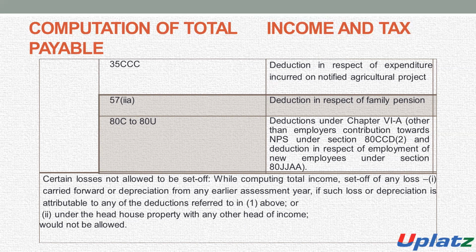While computing the total income of the assessee, set off of any losses, carry forward of losses, depreciation, and carry forward of depreciation from any earlier assessment year, if a loss or depreciation is attributable to any deduction referred to in A above, or loss under the head of house property with any other head of income, will not be allowed. Means the set off of the loss and the carry forward of the loss is not allowed.